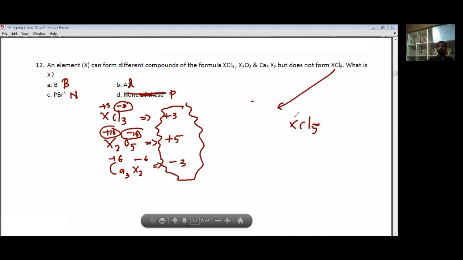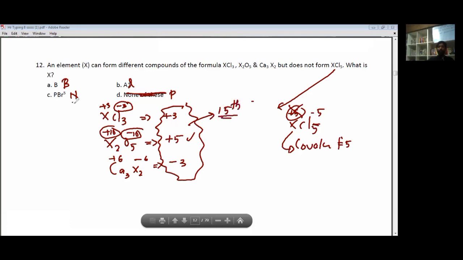Do not form XCl5. In XCl5, the oxidation state is +5, but we all know that X can show the oxidation state of +5. So this does not mean that here. They mean that the X can't accommodate 5 chlorine at a time, which means covalency of X will not be equal to 5. So this is the common oxidation state shown by 15th group element.